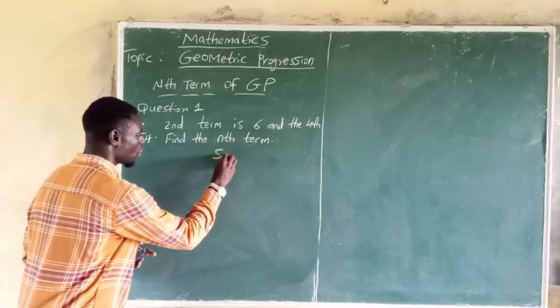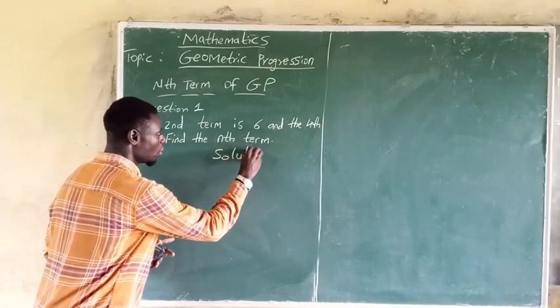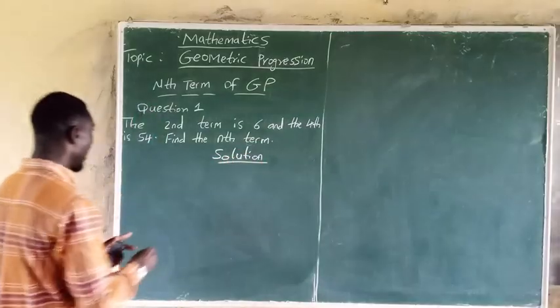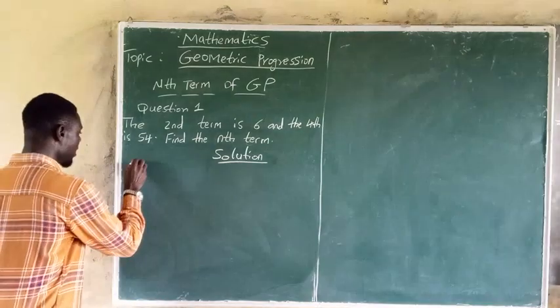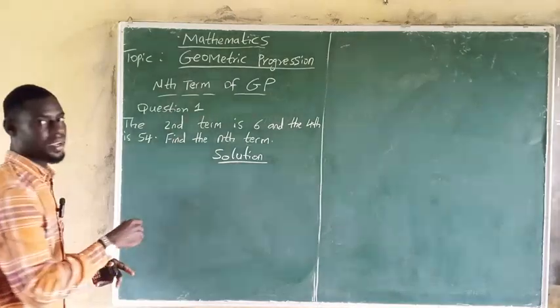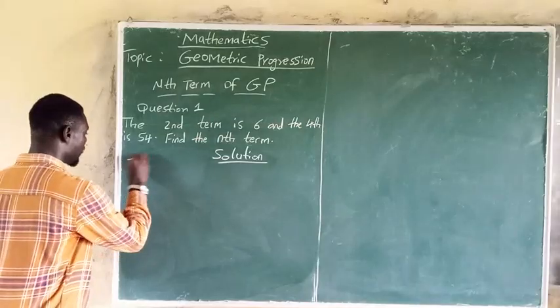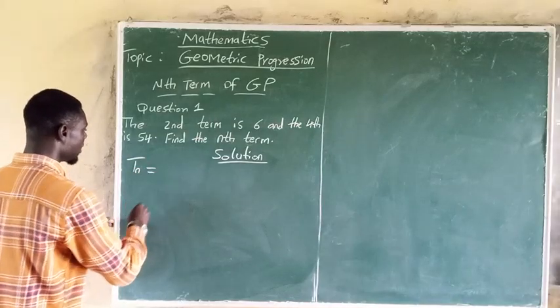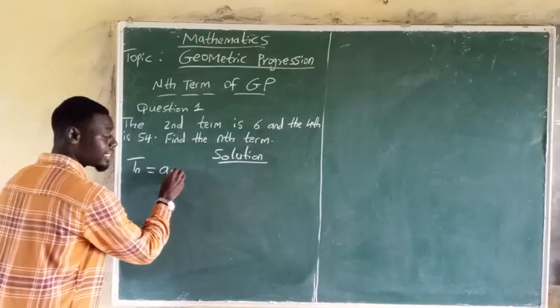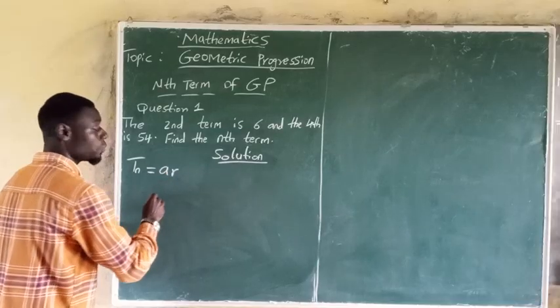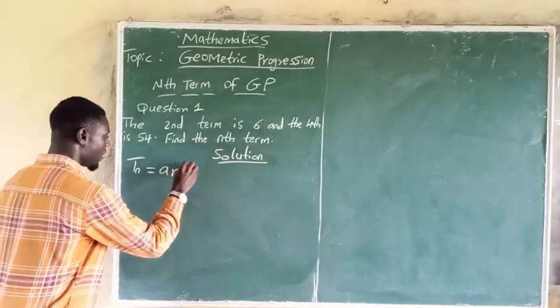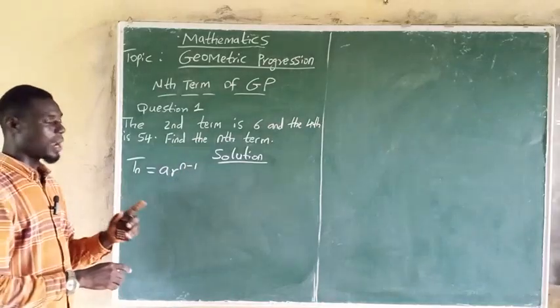Now, let's start with the solution. How do we start? We are using the formula for the nth term of a GP. This is the general formula: T sub n is equal to A, which is your first term, times R, which is your common ratio, raised to the power of n minus 1. This is the formula we are going to use.